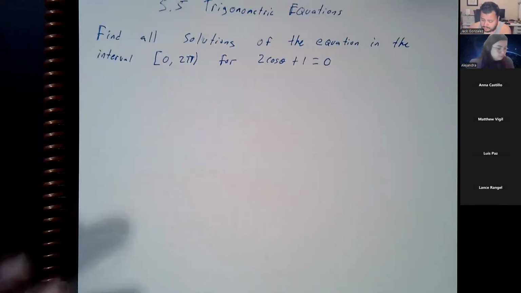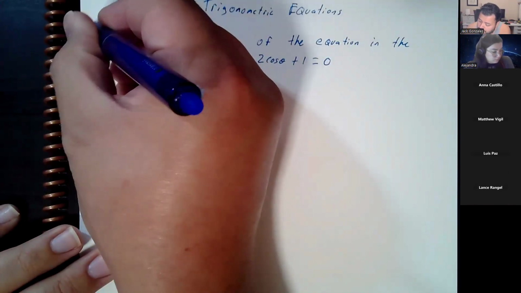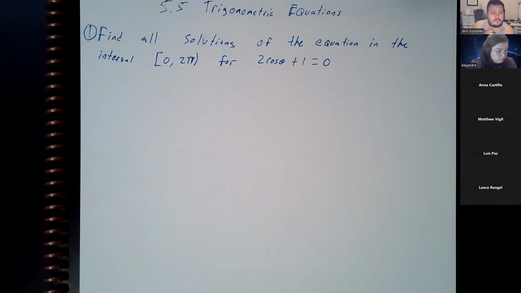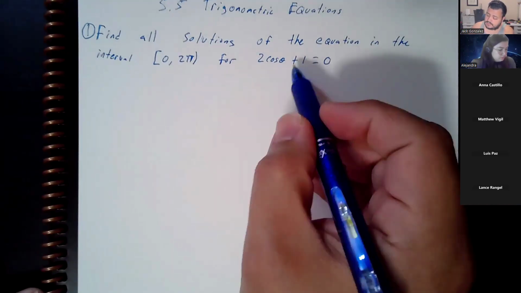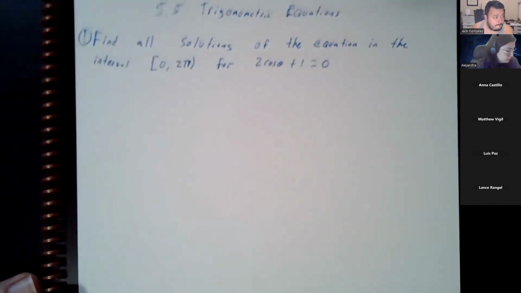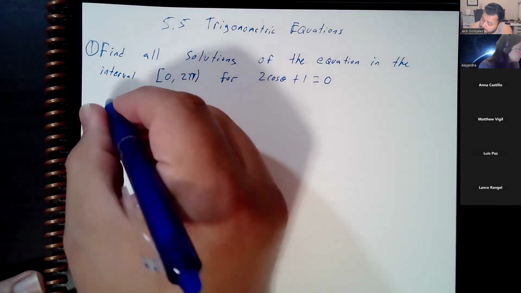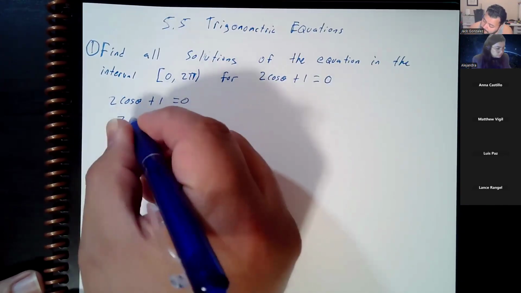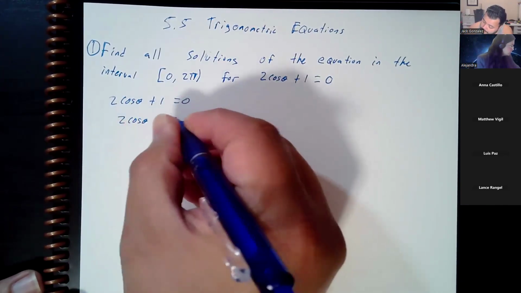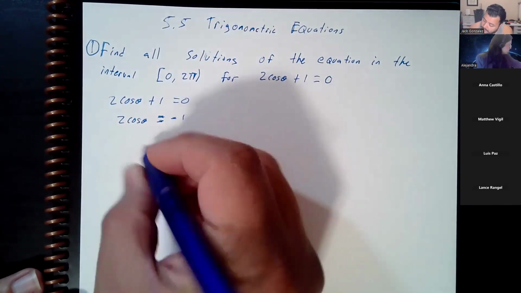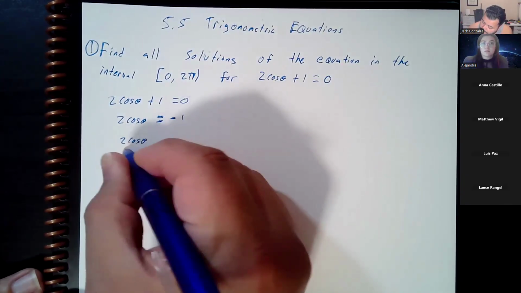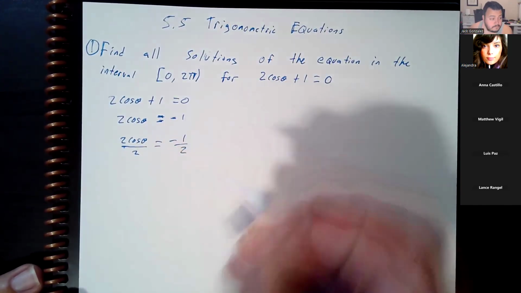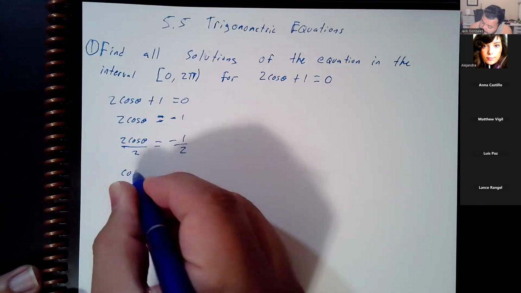So this is problem one in the homework. All right. So what you want to do is first isolate cosine. So subtract the one, divide by two. Now cosine is by itself.